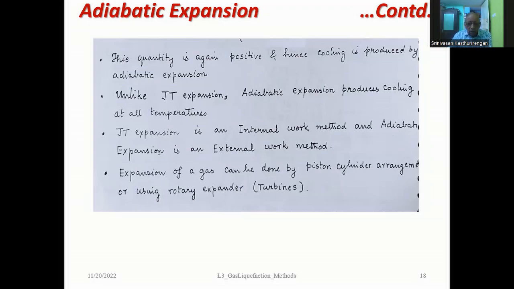Now, it need not be necessarily a piston cylinder arrangement. One can also use a rotary expander in place of a regular reciprocating type piston cylinder arrangement.